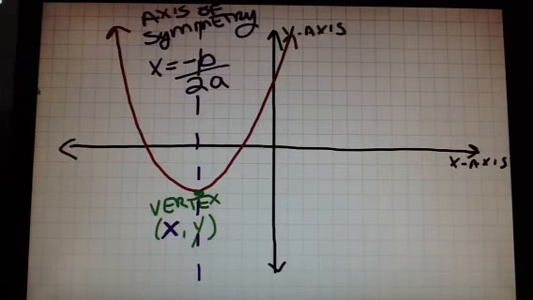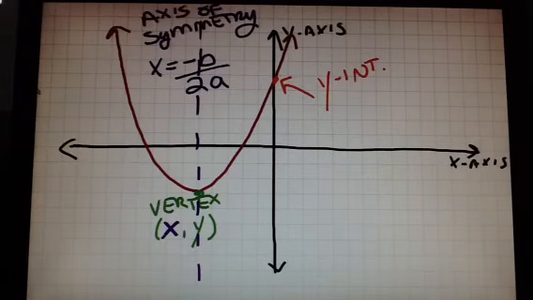Other characteristics of our quadratic is our y-intercept. The y-intercept is the coordinate point where our graph is crossing the y-axis. So on this one, we have our y-intercept right there. And then the other one that we have is our x-intercept. And the x-intercept is the coordinate point where we cross the x-axis. So we have two locations for that. So this is our x-intercept.